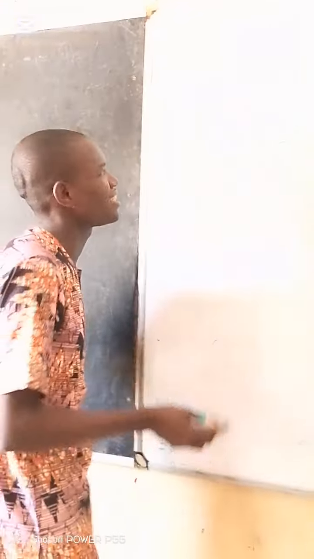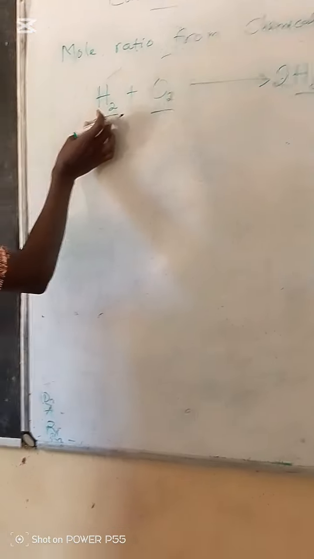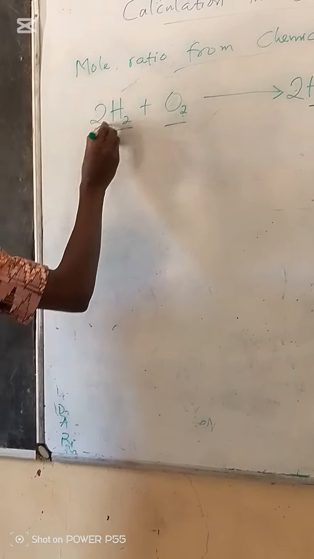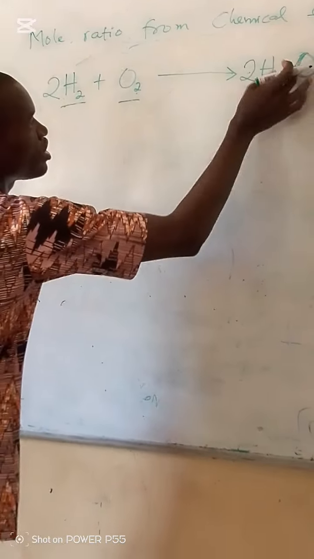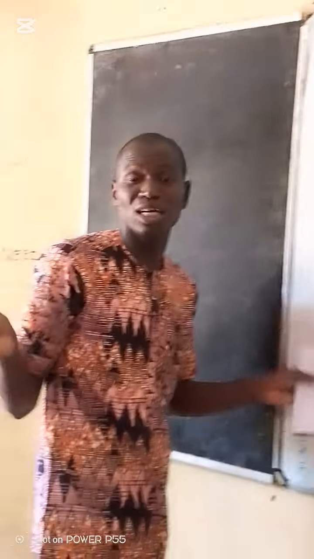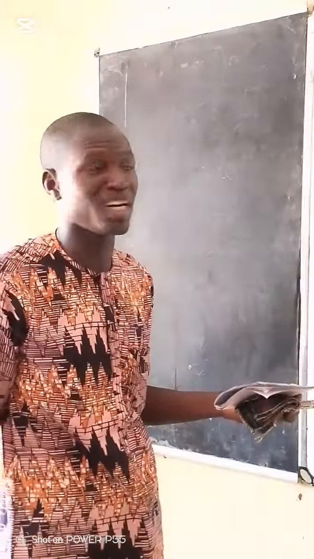How do we balance it? Hydrogen is 4 here. We want to make hydrogen 4 on the other side. How do we make it 4? By adding 2. 2 times 2, 4. Oxygen 2, oxygen 2. Simple. That's what we are talking about when we talk about balancing a chemical equation.